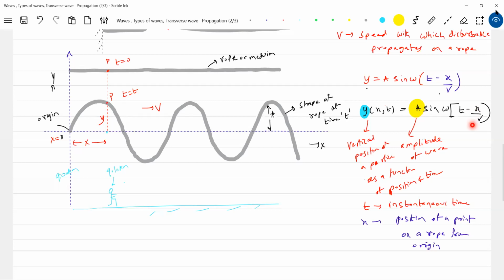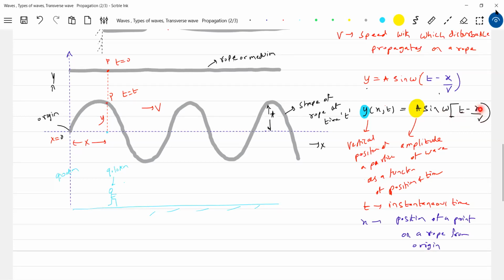X by v, because the wave will move with a speed v, and to cover a distance x it will take some time. So I'll subtract that time. So what is this equation? First of all, wave propagation at any time t is given by this particular thing.